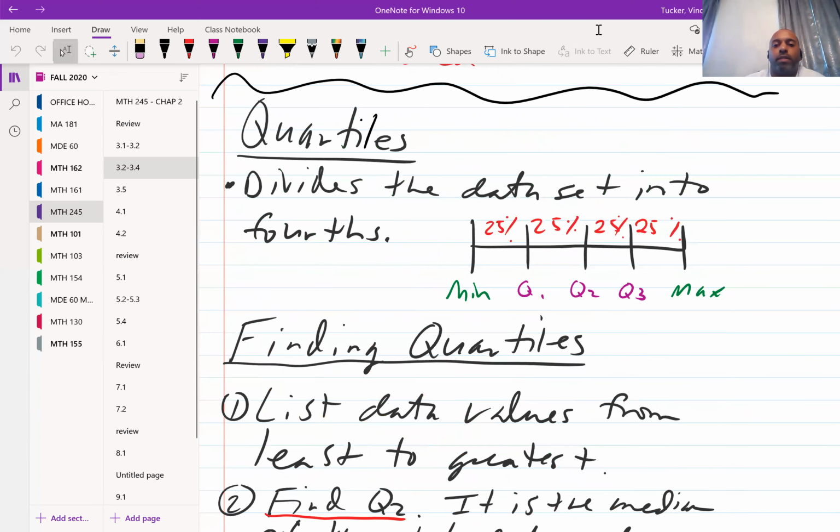Quartiles. I believe this is the last thing in this section. Quartiles divide the data set into fourths. So if you notice here, we have our minimum.